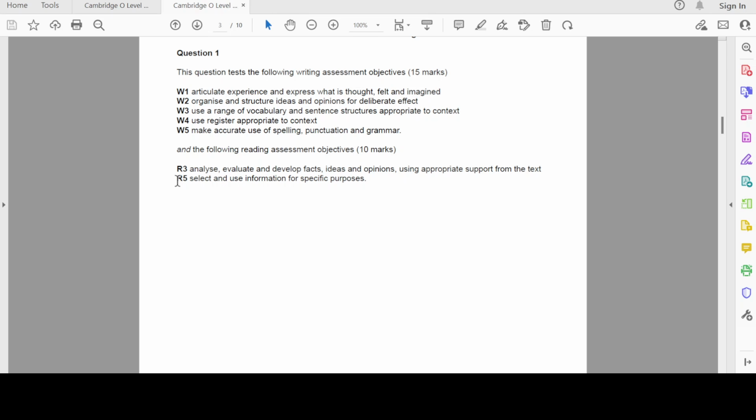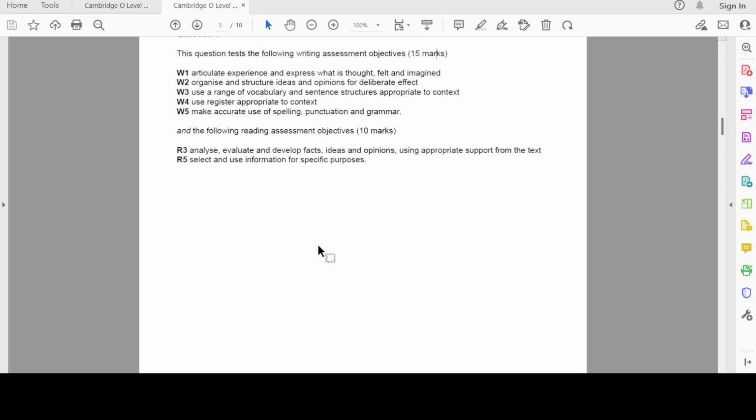And then select and use information for specific purposes. So, of course, you're going to take those facts or ideas from the text and then present them as an article for a specific purpose. That's R5. So those are the assessment objectives, and the two reading objectives are worth 10 marks, right? That's where you're getting the ideas from the text.